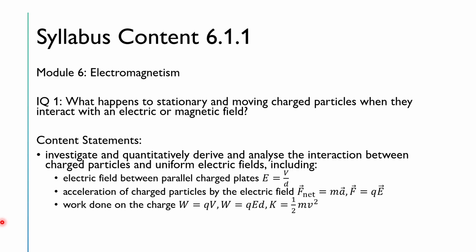We're looking at the first dot point in Module 6, electromagnetism. The first inquiry question asks, what happens to stationary and moving charged particles when they interact with an electric or a magnetic field? Again, this is a question that we've already begun to answer in Module 4, but we're going to take a lot further in this video and future videos. This first dot point refers to formula that we're already quite familiar with.